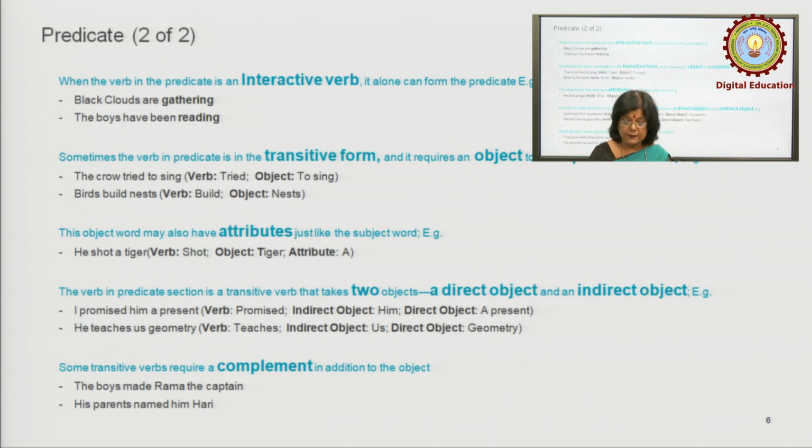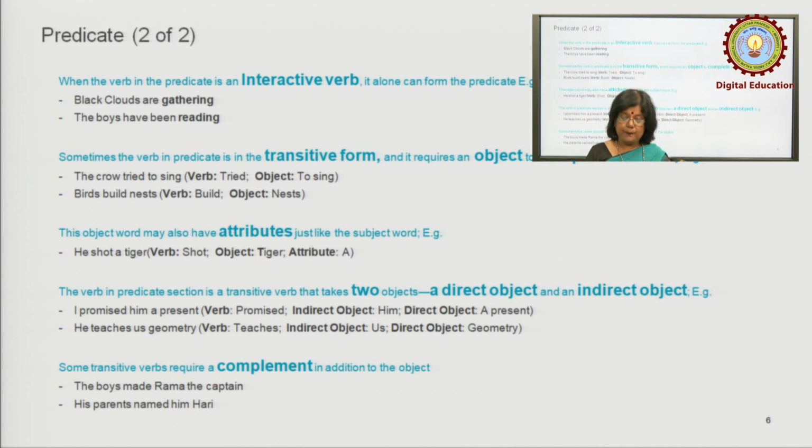Some transitive verbs require a complement also sometimes, otherwise the sentence will be incomplete in addition to the subject. Before we end up, let us understand this portion also, because many times I have seen that students get confused about this complementary part, that what is the role of complement here in these sentences. Suppose I say, the boys made Rama the captain. If we state the sentence as, the boys made Rama, is it giving you any sense? No. The boys made Rama the captain. So you have to add the captain for a complete meaning. So this portion, the captain, will be a complement. It means pura in Hindi. So complement will be the captain for making a complete sentence.